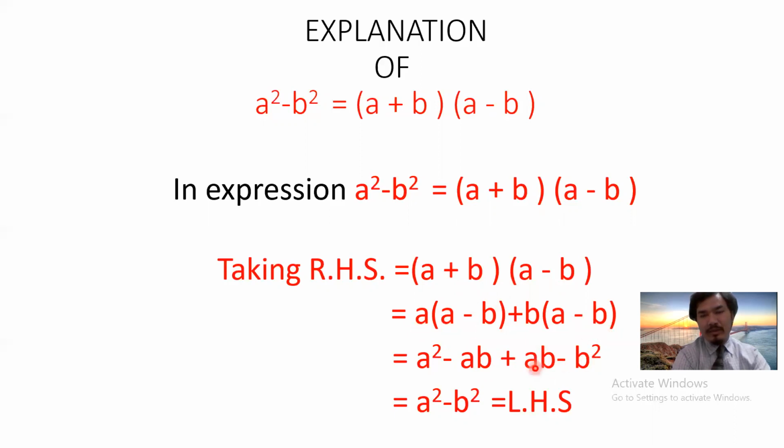Look, plus ab and minus ab are like terms with opposite signs, so ab minus ab will be 0. That's why we will not write this. Then what is remaining here? A square minus b square is remaining, which is the left hand side. Like this, from the right hand side we checked that these are the factors of a square minus b square. Now let's move to the next slide.